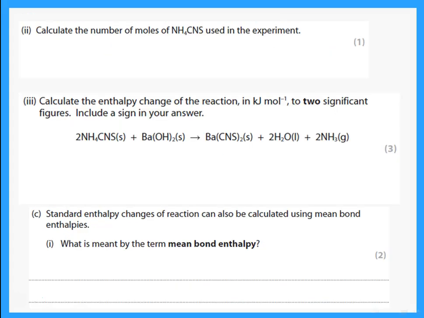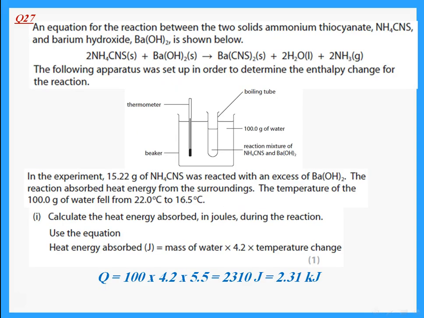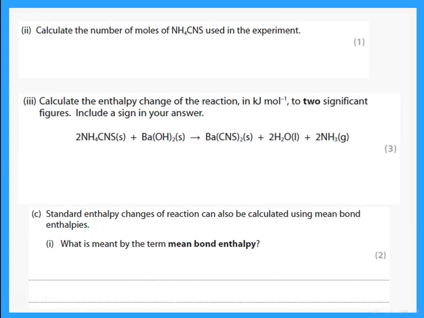Then he says calculate the number of moles of this, which is actually ammonium thiocyanate. What did he say? He gave us 15.22 grams. So I can use that to get the number of moles and calculate the MR, and we get 0.2 moles.